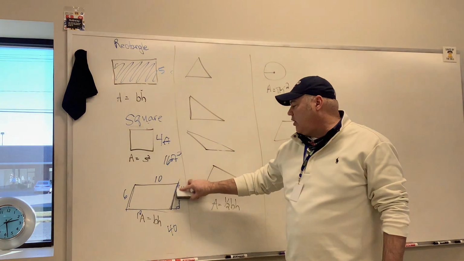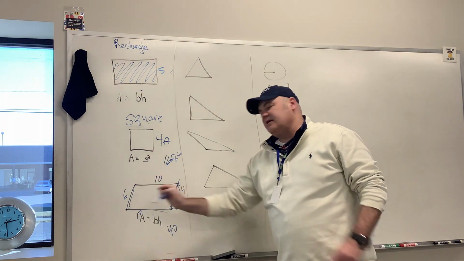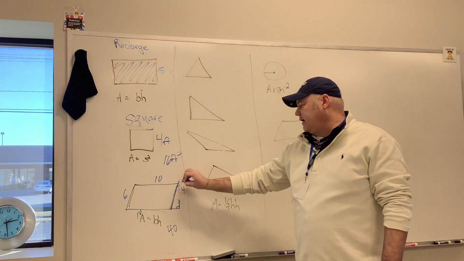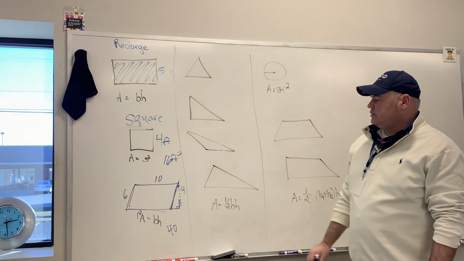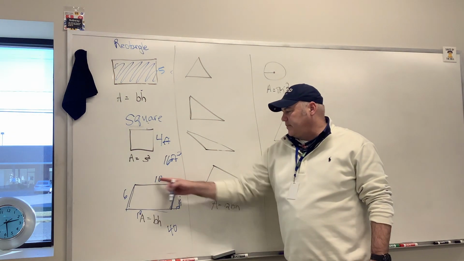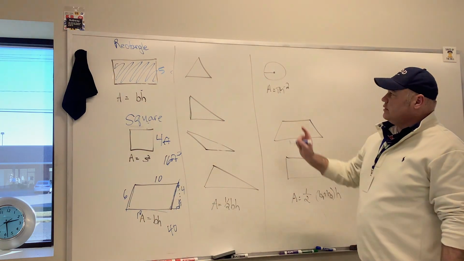If it's tilted at all and you don't have 90-degree angles, don't use the side that's tilted, okay? You need to find the height. And it'll usually be a dotted line given to you in your problems that you can then take, the base times the height, okay? All right, so then triangles.